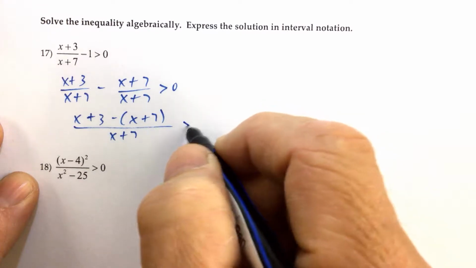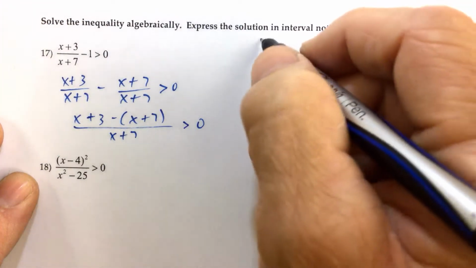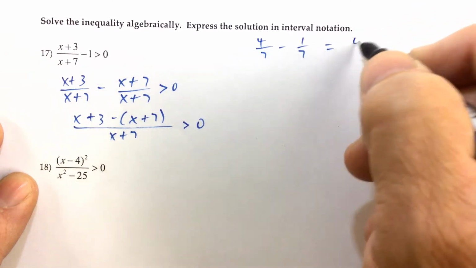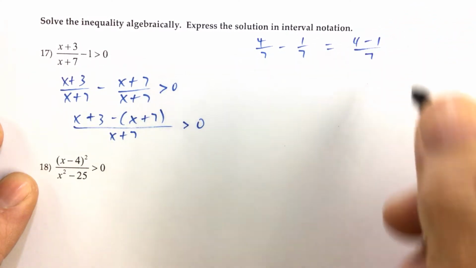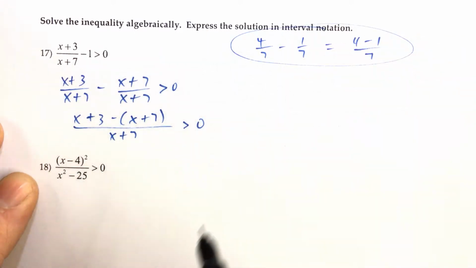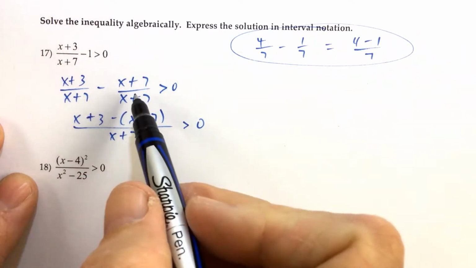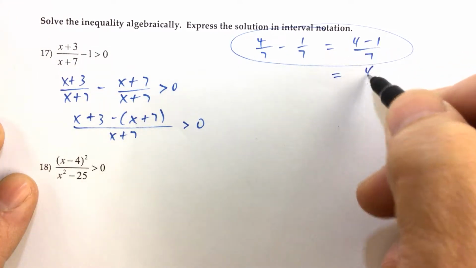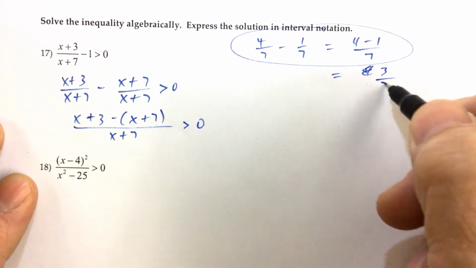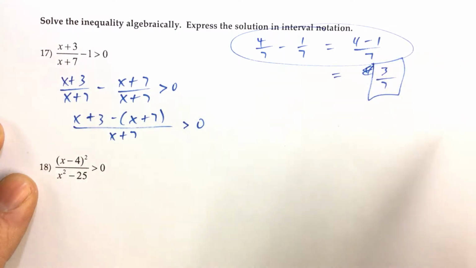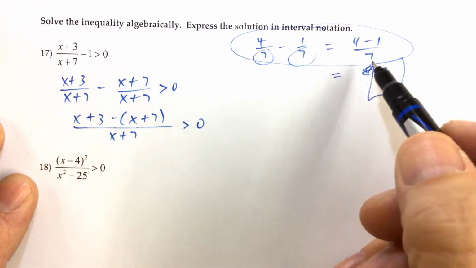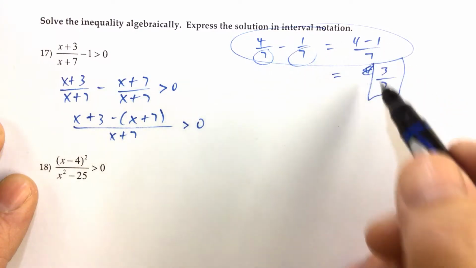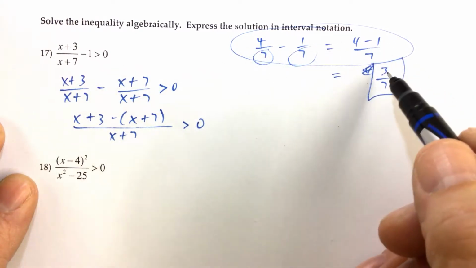Combining the fractions, just like if we had 4 sevenths minus 1 seventh, we would write it as 4 minus 1 over 7. So just to remind you how we add fractions, we don't do anything differently when we're adding fractions that are more complicated. We keep the same format. It's the same concept. If the denominators are the same, 4 sevenths minus 1 seventh is 4 minus 1, or 3 sevenths.